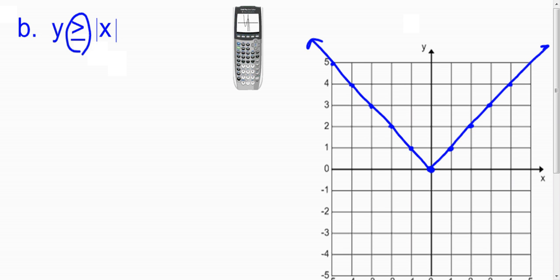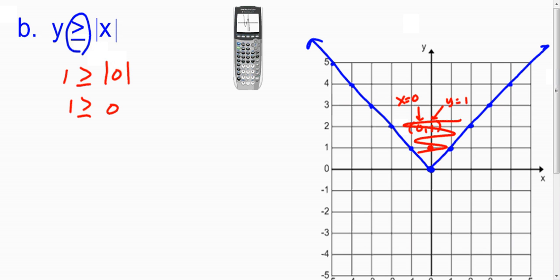So I'm going to pick a point that is not on that line, and I will decide which direction to shade. I'm going to pick this point right here, which is 0, 1. That means x is 0 and y is 1. I'm going to plug that into my inequality and decide whether it's true or not. Is y, which is 1, greater than or equal to the absolute value of 0? The absolute value of 0 is 0. So is 1 greater than or equal to 0? That's what you have to decide. And yes, 1 is greater than or equal to 0.